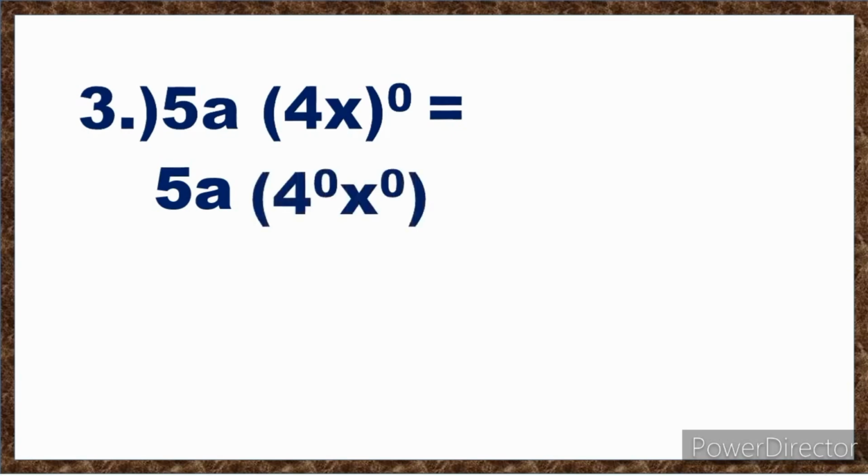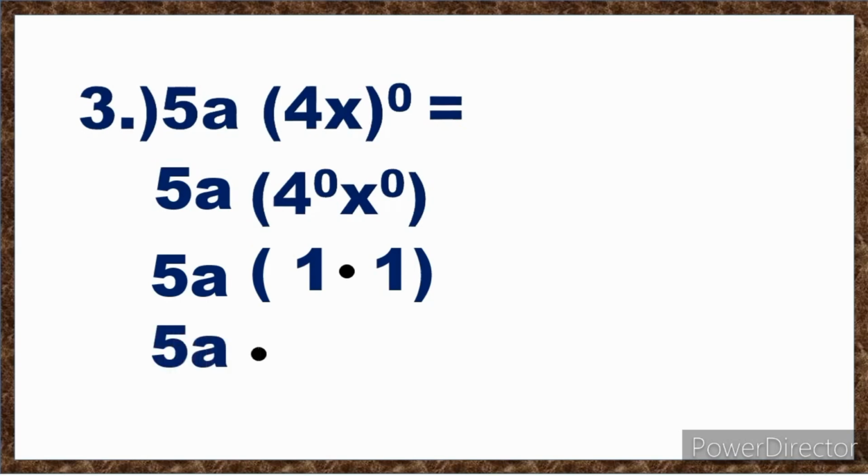Okay, next number 3, 5a times 4x raised to 0 equals 5a. Then 4x raised to 0 is equal to 4 raised to 0 x raised to 0. Then we have now 5a. 4 raised to 0 is 1. X raised to 0 is 1. So now we have 5a times 1 times 1 equals 1. Then 5a times 1 equals 5a.